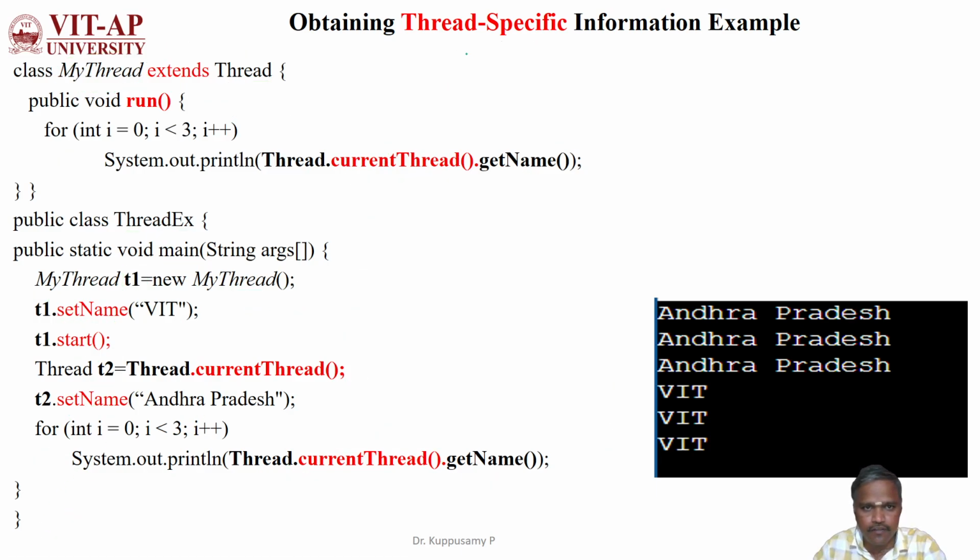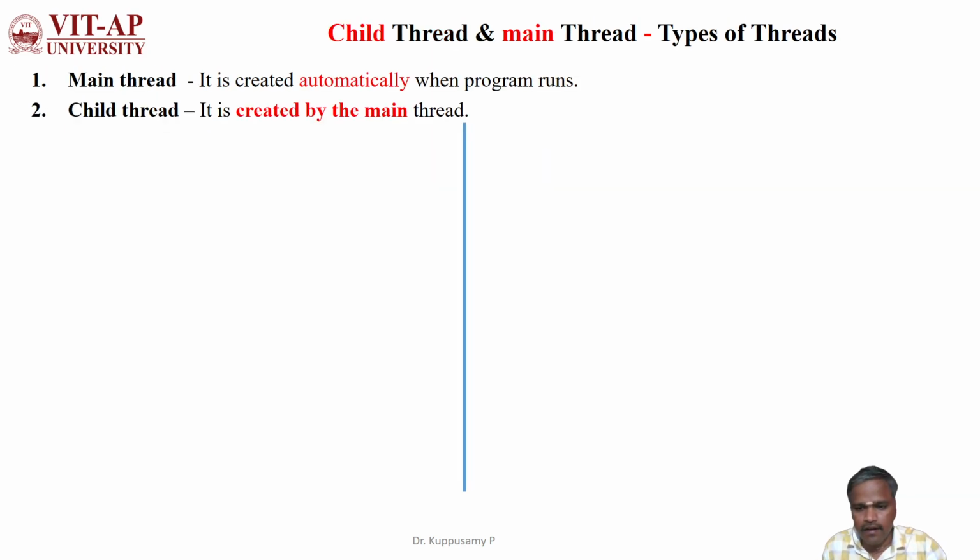So like this, if you want to obtain thread-specific information, you can use the method currentThread, which gives the running thread, and the name of that currently running thread, by using the Thread class. And we can categorize the given threads as a child thread and main thread.